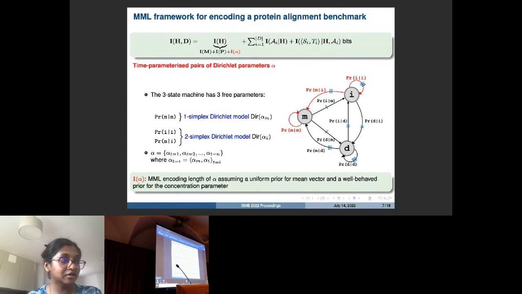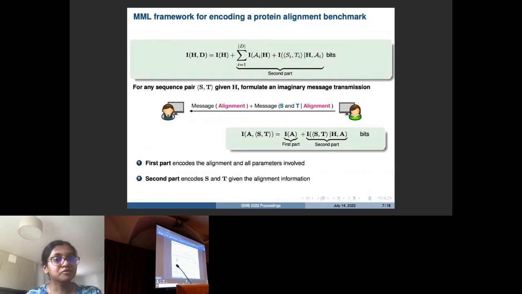And then we encode these Dirichlet model parameters again under the MML framework by assuming that the Dirichlet parameter is a product, usually a product of a mean vector and a concentration parameter. So we take priors, a uniform prior and a well-behaved prior for the concentration parameter, and then we encode it. And then finally, we can compute this message length. So with that, now I will go to the second part.